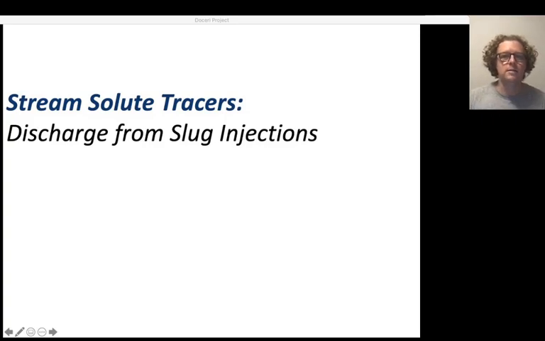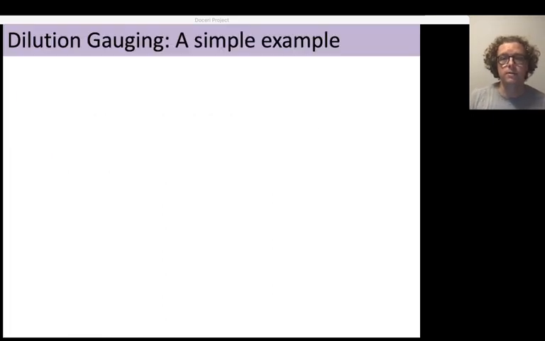Hey class, I'd like to talk to you about how we can use our slug injection data to estimate discharge in the stream. And this is something that's commonly called dilution gauging. We're using the dilution of our solute tracer to be able to predict what the discharge is in a stream. So before we do this with solute tracer data, let's do a simple example.